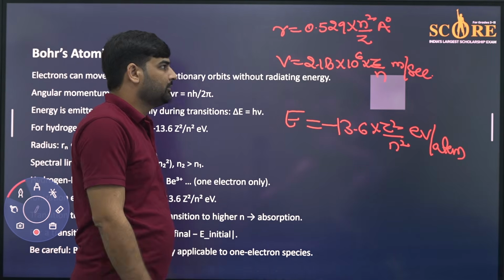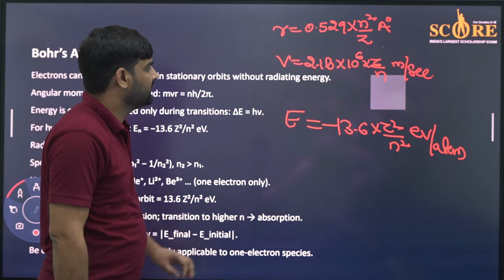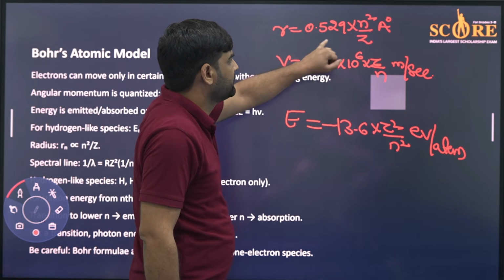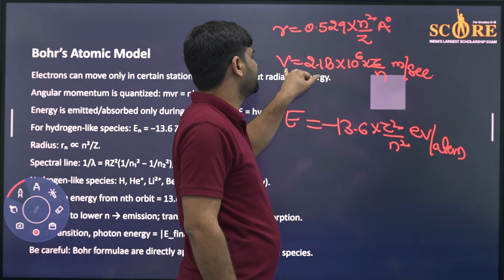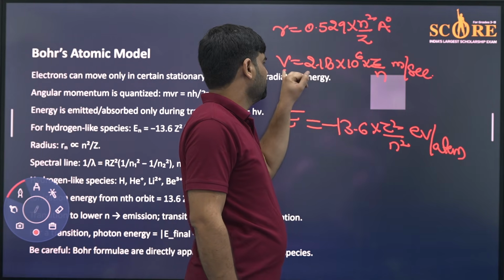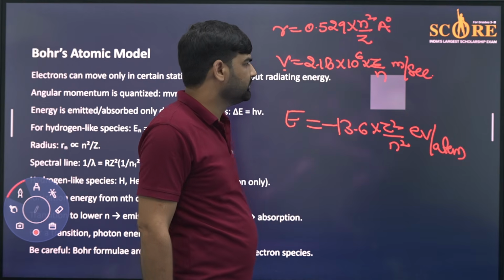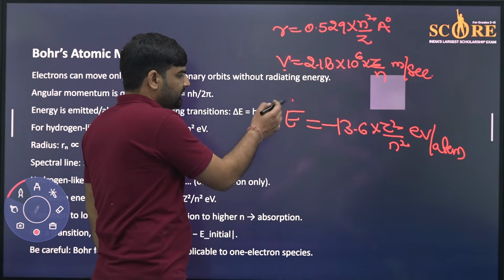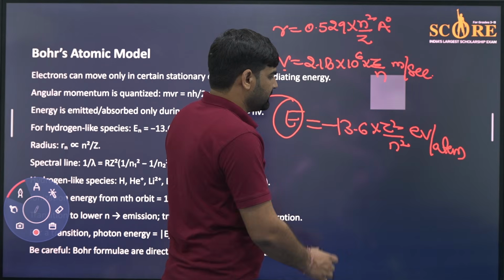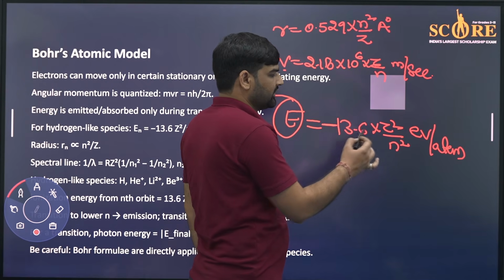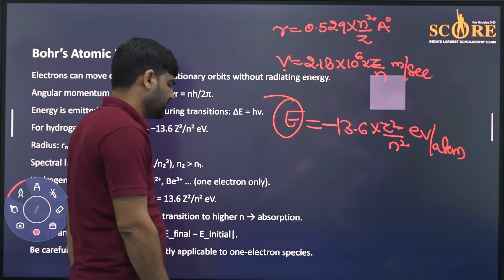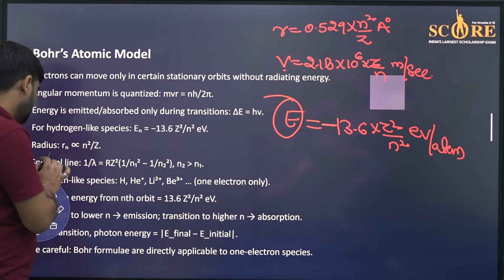Okay. Proportionality also we can check. Radius is directly proportional to n square, radius is inversely proportional to 1 upon Z, velocity is directly proportional to Z, velocity is inversely proportional to 1 upon n. Energy is directly proportional to minus Z square, and directly proportional to minus 1 upon n square. So these are the formulas.